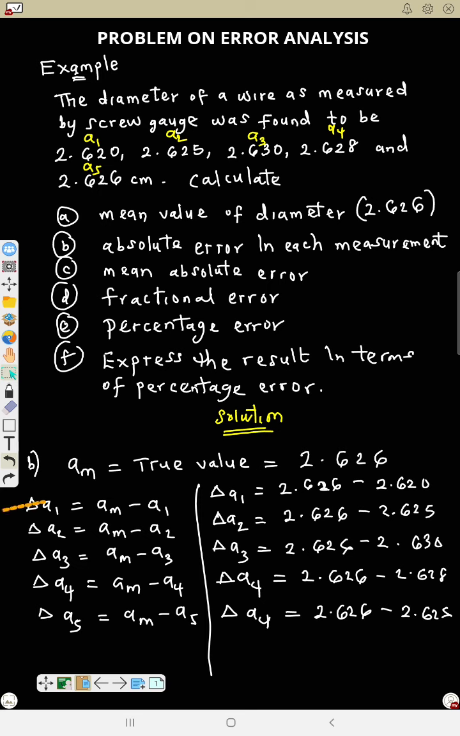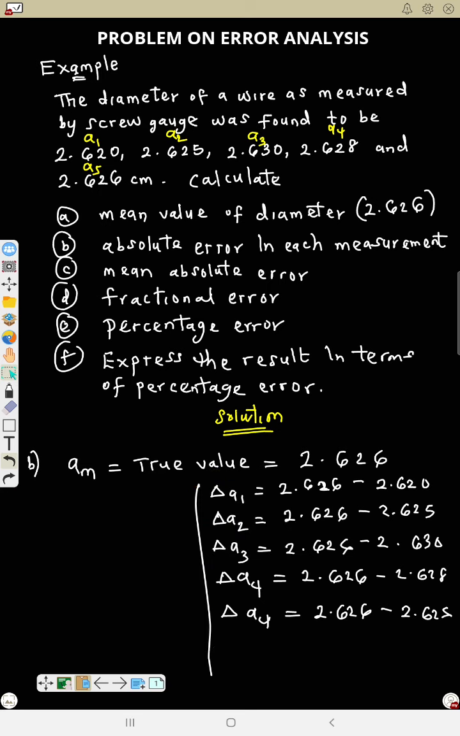So let's clear this place. That means absolute error in each measurement. For the first measurement, the absolute error, pressing your calculator, is plus 0.006 centimeter.